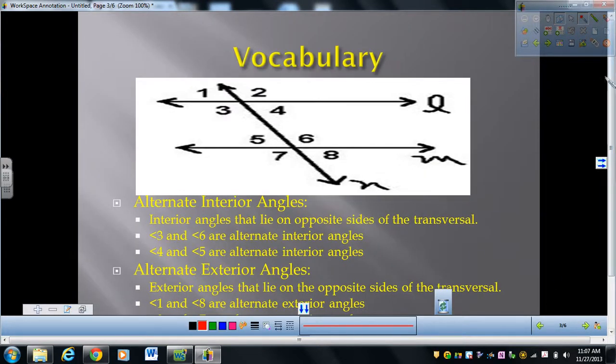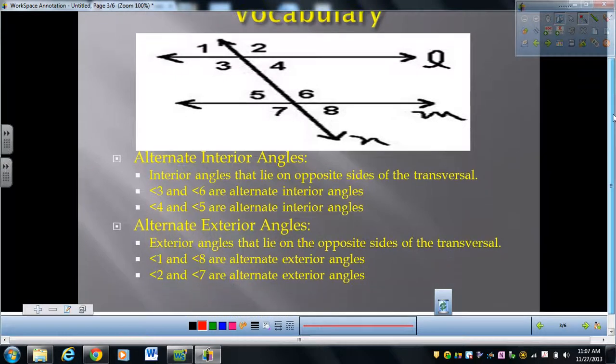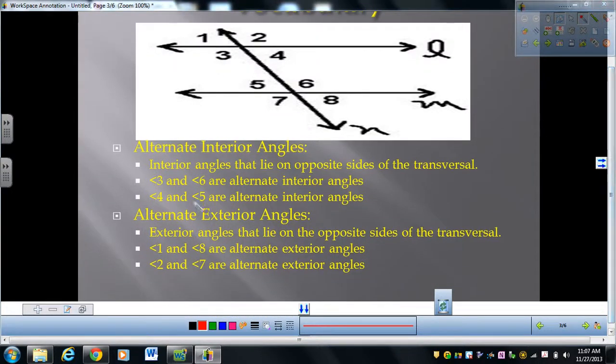Okay, now we're talking about the alternate angles. So you've got alternate interior. Well, first of all, this word interior tells you that they have to be inside. And then this word alternate means that they have to be on opposite sides of the transversal. Opposite sides of transversal.